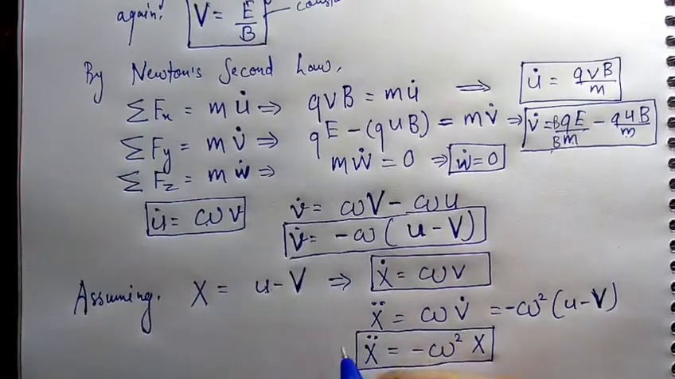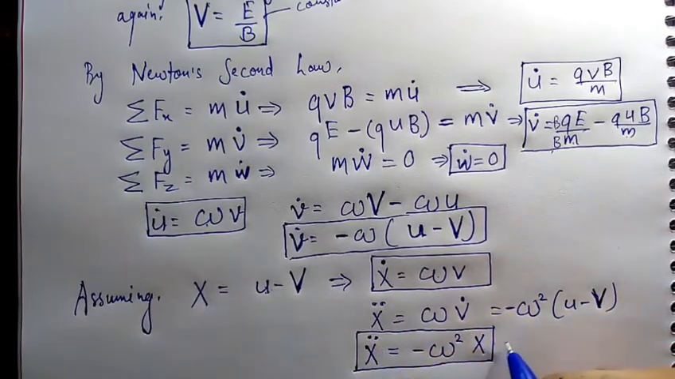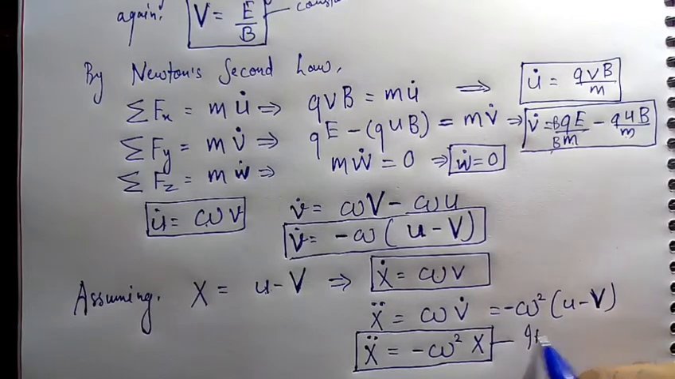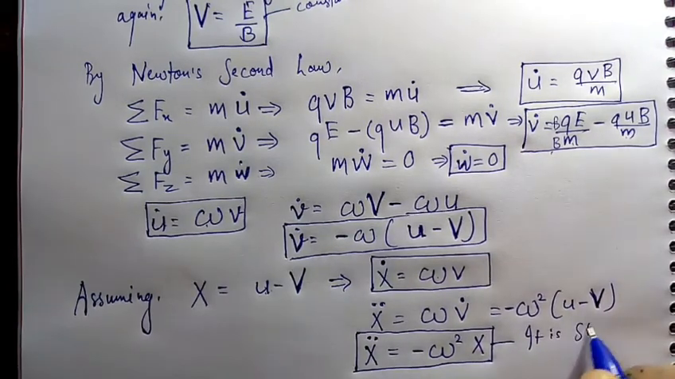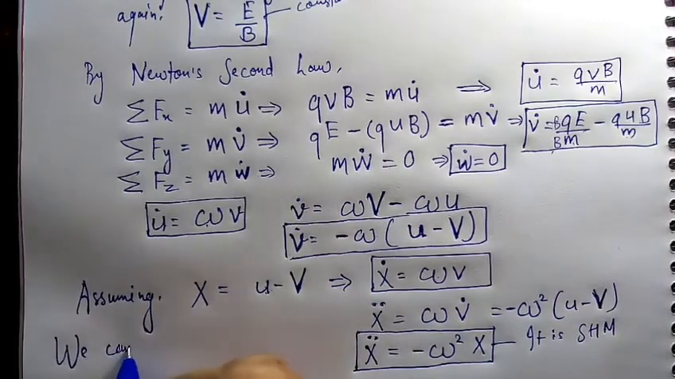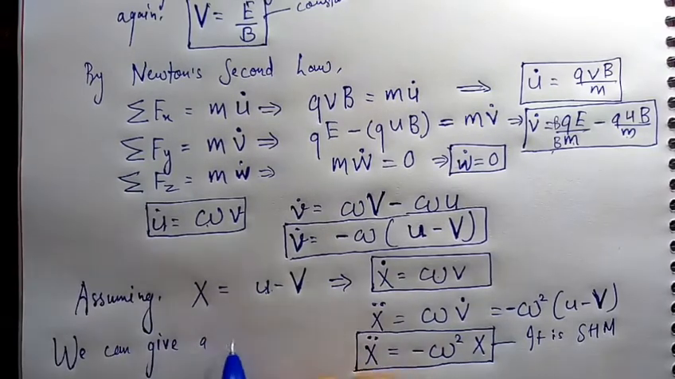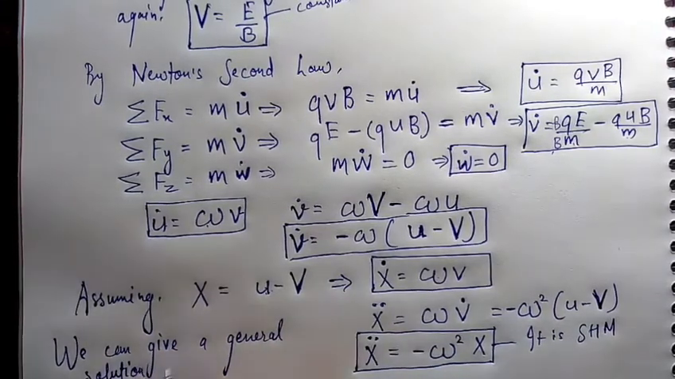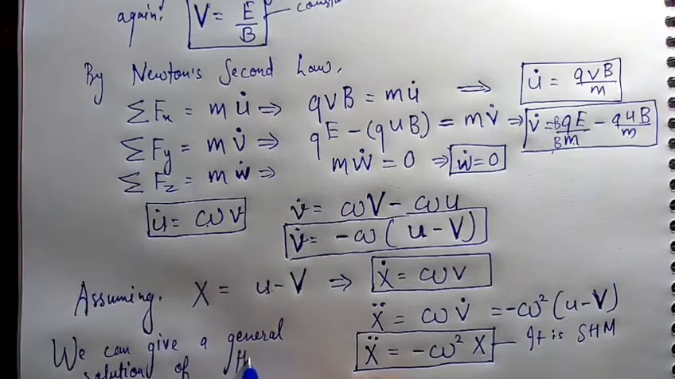Okay guys, this is going to be a crucial part. We have seen in simple harmonic motion, the second derivative is a constant times that function. Okay, it is an SHM, simple harmonic motion. So we can give a general solution of this function.